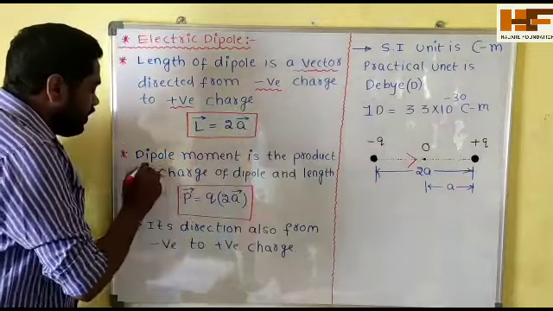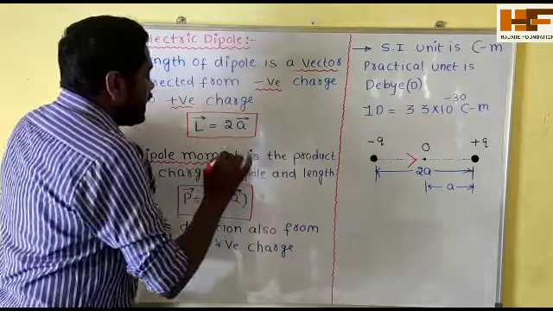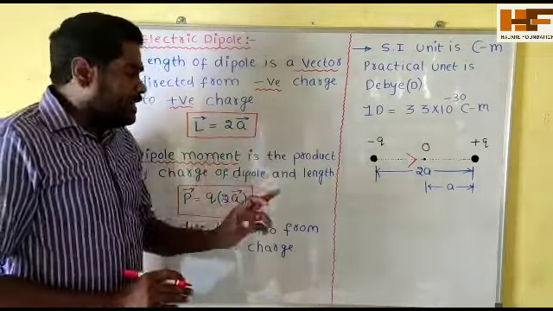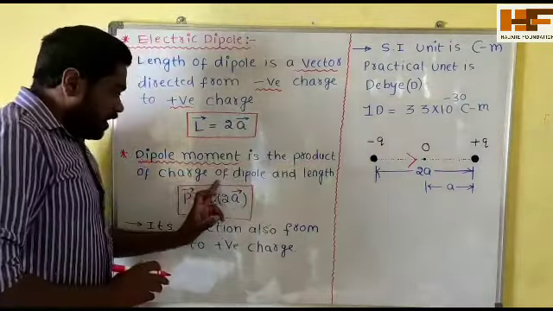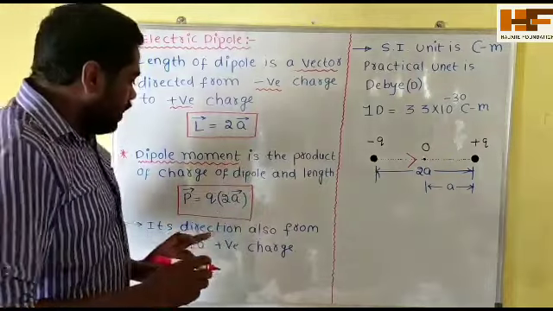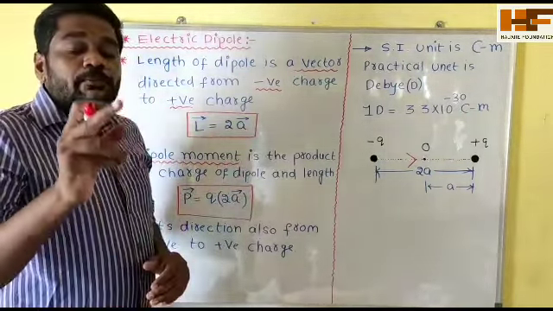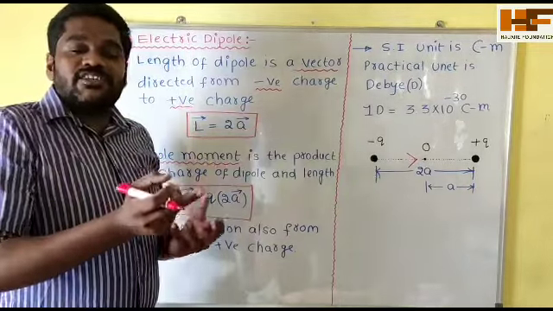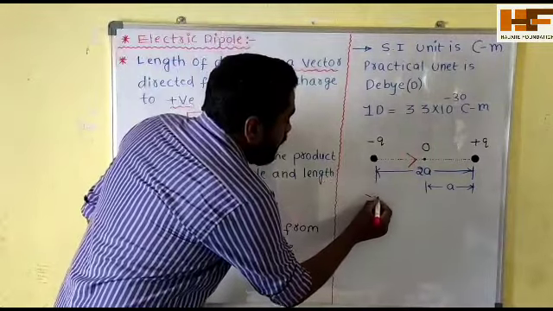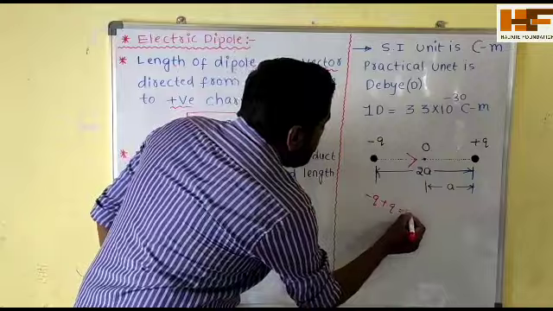Next, a very important definition for theory: dipole moment. What is the dipole moment? Dipole moment is the product of the charge of the dipole and its length. So what is the charge of the dipole? Whenever I say this, you people think that the total charge of the dipole is equal to 0. Why? Because this is minus Q I have taken, here plus Q. Therefore total charge is equal to 0.